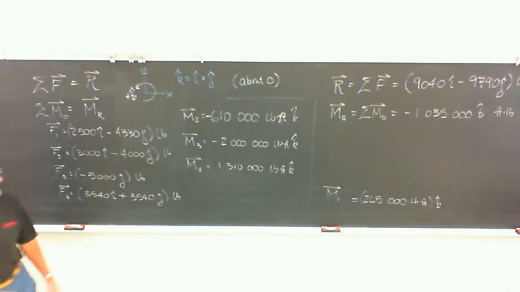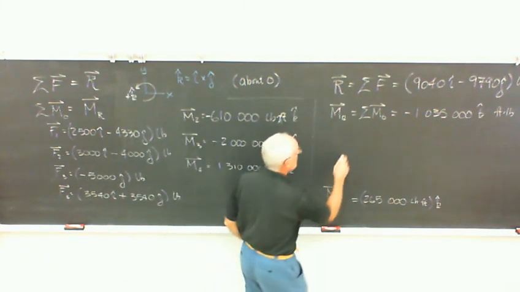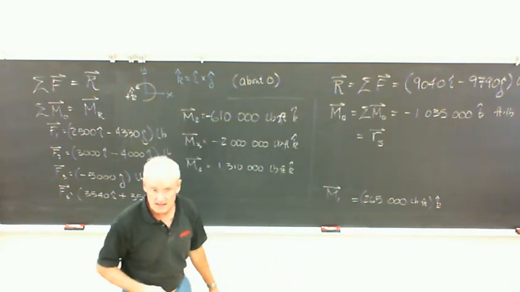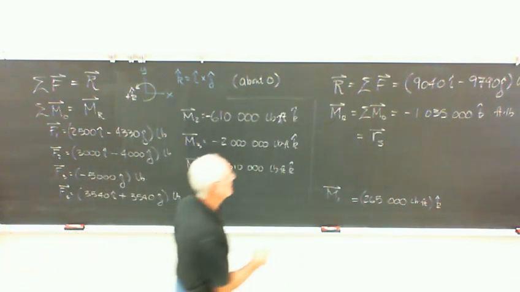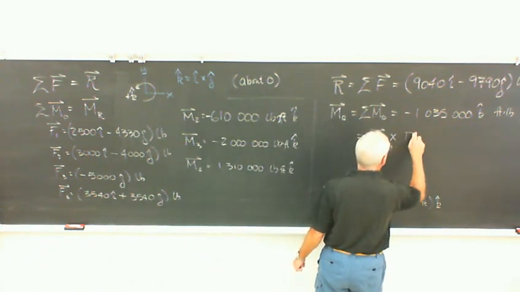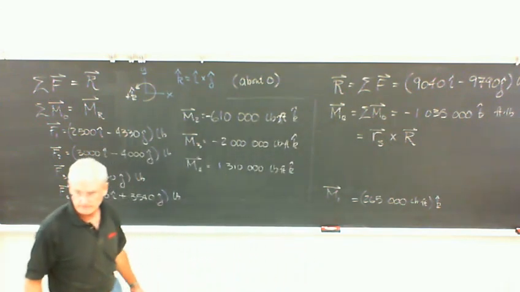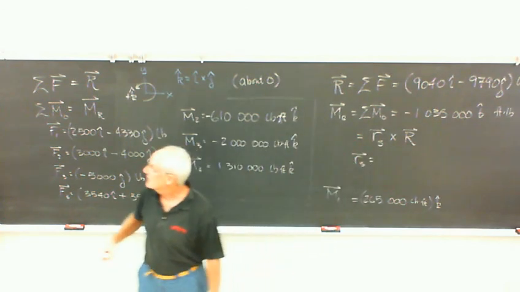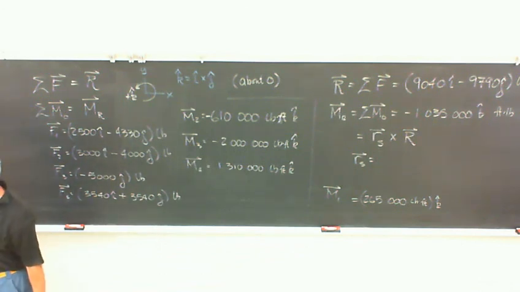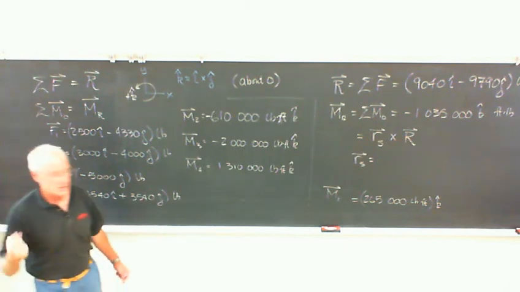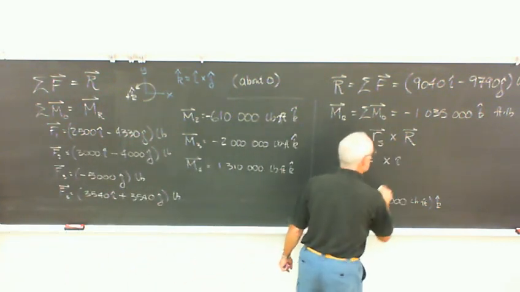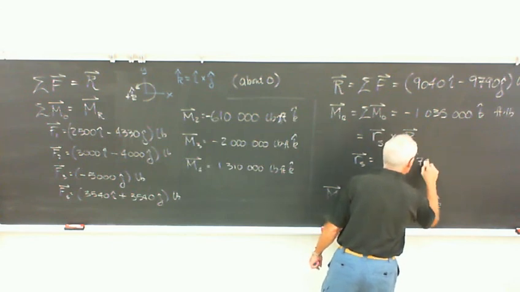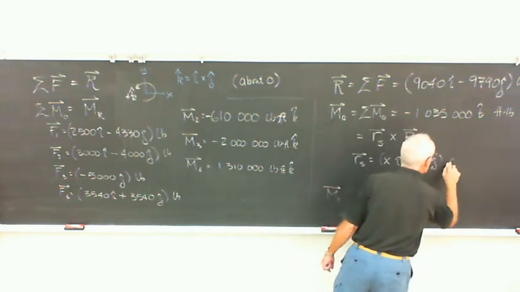But where? To figure that out, we've got this moment. We want to place the super tug, maybe I'll call it RS, cross with the resultant, which I do have. Now, RS is the position of the super tug. I know I want it along the 70-foot side somewhere, so I know that the Y component is 70. I just don't know what the X component is. So some variable X, plus 70J feet.